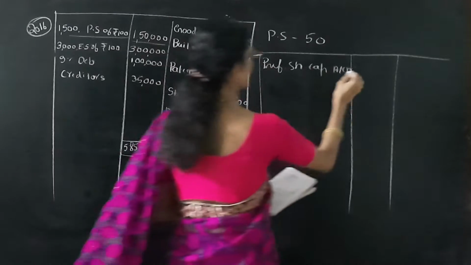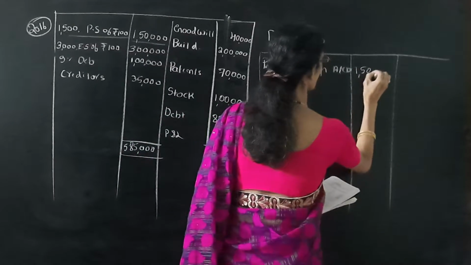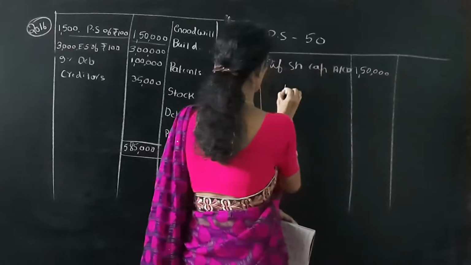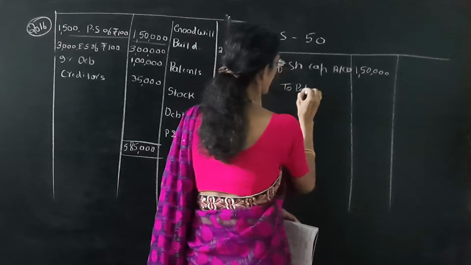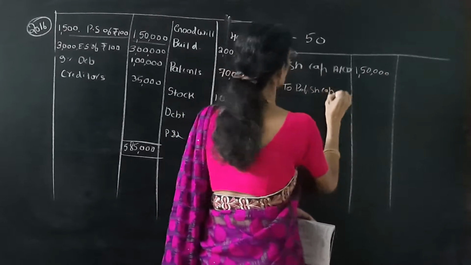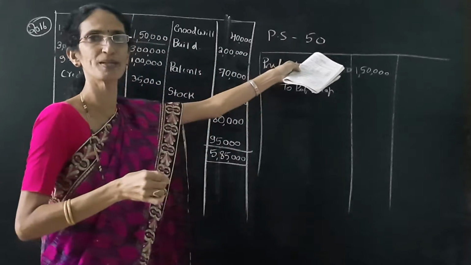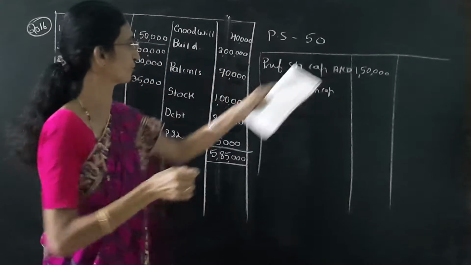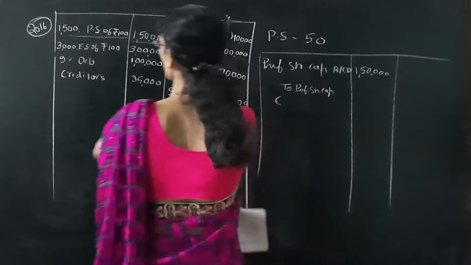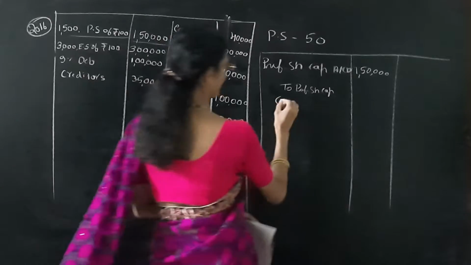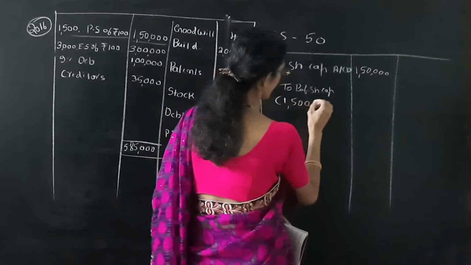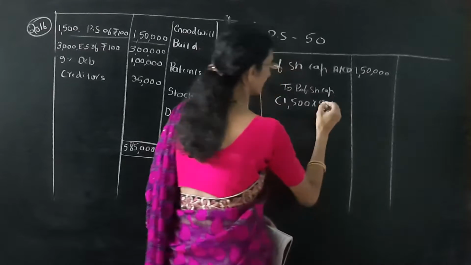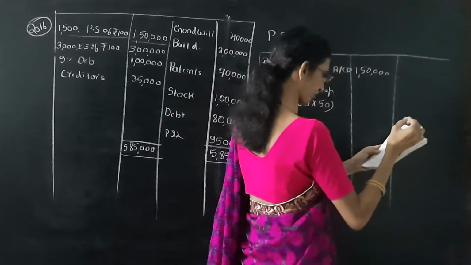Preference share capital is 1,50,000 to preference share capital account. It is given reduced to rupees 50. So the number of shares is 1,500. So 1,500 into 50, that means 75,000.